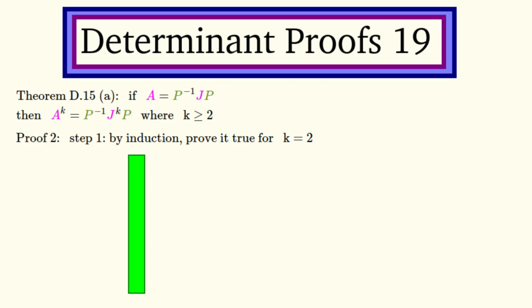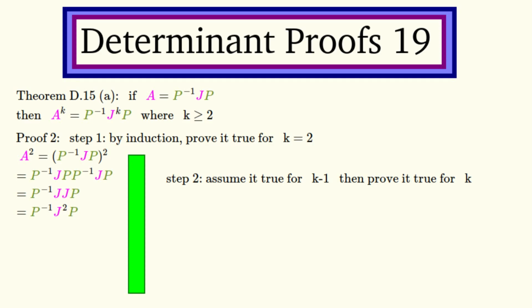Firstly, we'll prove it true for K is equal to 2. We'll firstly square A and substitute in this expression for A. Squaring will give us this expression, and there's no need for brackets or dots. And this inverse pair of matrices cancels to give us this. Simplifying this expression gives us this expression, which proves it true for K is equal to 2.